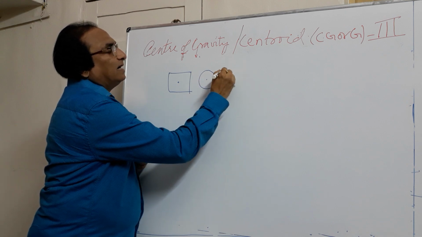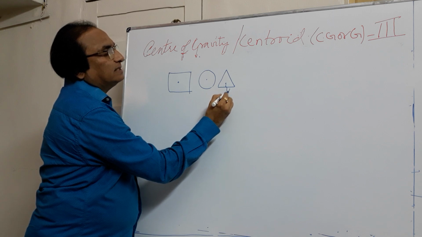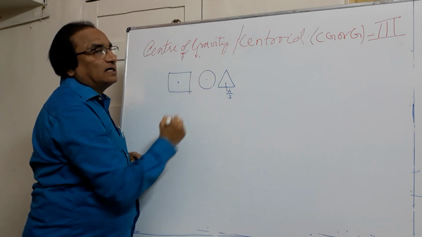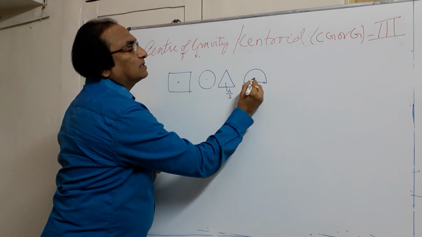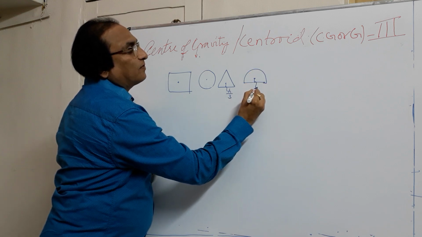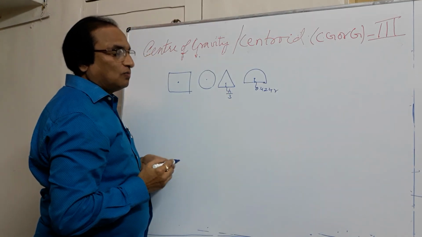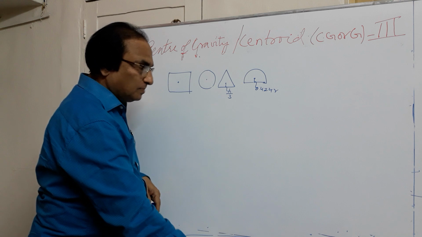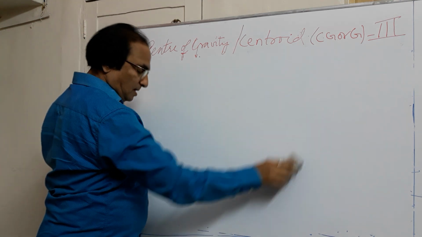If I take a triangle, the distance of the centroid of the triangle from the base is h by 3, if h is the height of the triangle. We have seen in case of semicircle, the distance of the centroid of the semicircle from the diameter is 0.424 r. These are some of the figures what we have used, and we have seen some problems. We will see some other types of problem in this video.